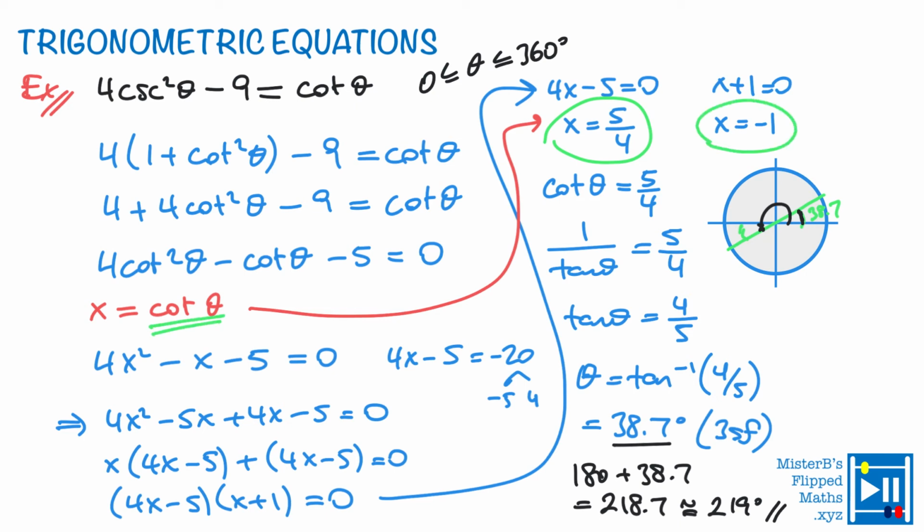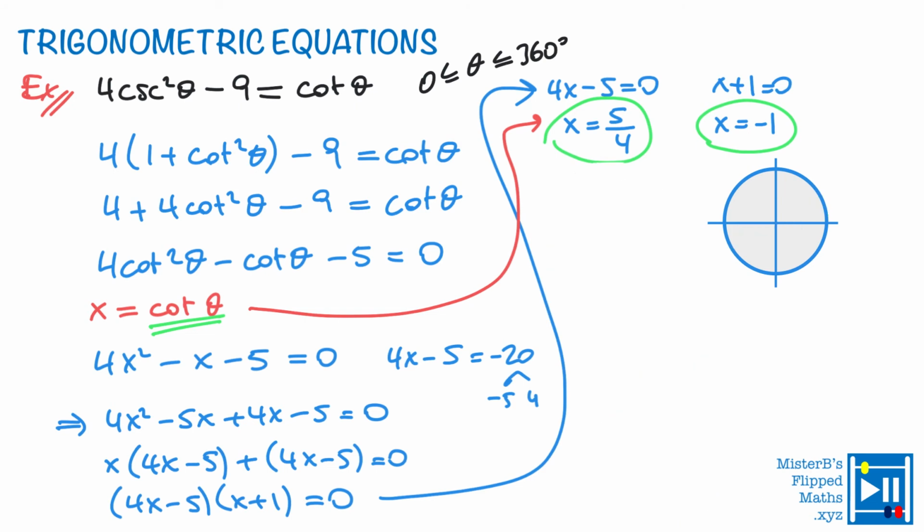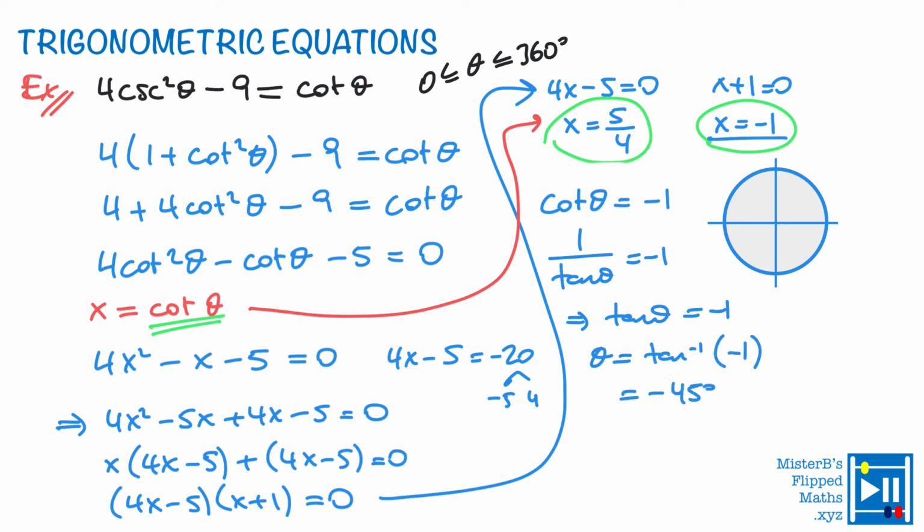Now we have to go with this one as well. Now when we consider x equals -1, which means cotangent theta equals -1, I can convert it to 1/tangent theta equals -1. This means tangent theta itself is -1, so theta will be minus 45 degrees. Now this angle is here, minus 45, and I have the same angle here, right? Now the interval is from 0 to 360, so I have to travel anti-clockwise starting from here to here, and also the other angle is going to be this bit.